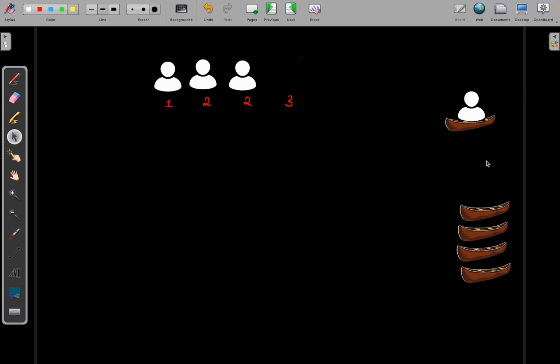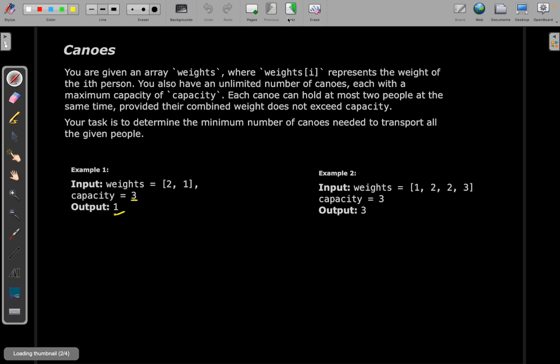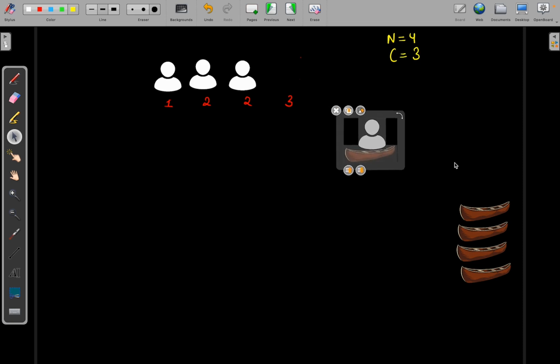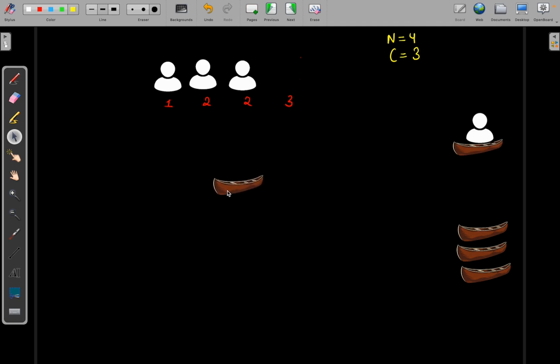Can I fill any other person here? No, because the capacity is 3, and we have 4 persons. Now the boat is full. I can't add more people here because the capacity is full, so this is done. Now let's check what type of person I should choose next. With the second weight, this is done, so I'm just removing it.